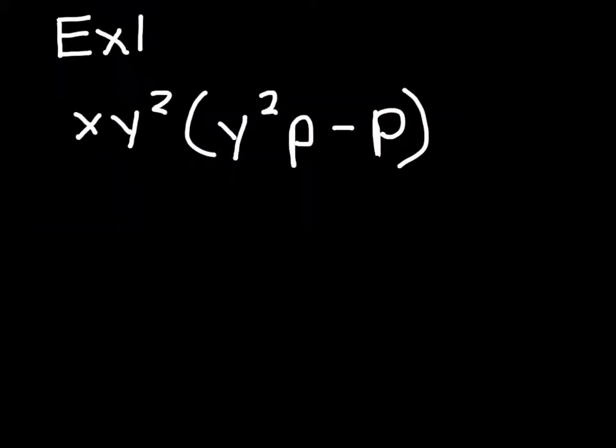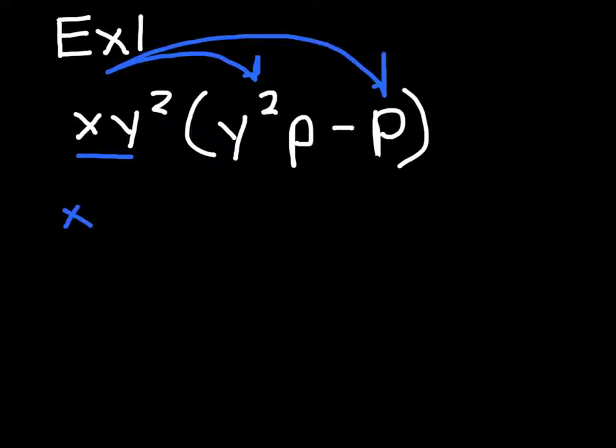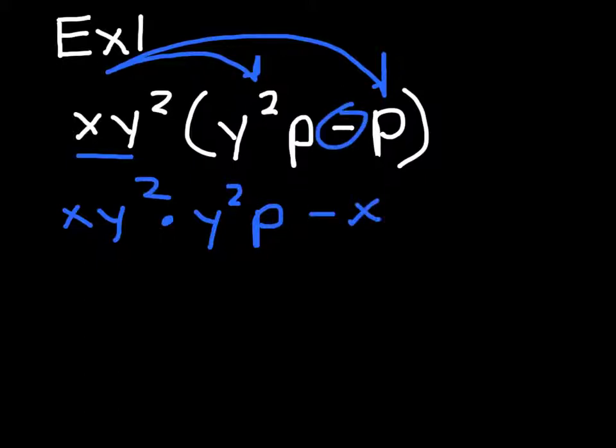All right, let's take a look at example 1. Now, example 1 is where we're using the distributive property, but it's just a little bit more complicated. And that's the difference with what we've talked about before with the distributive property. So whatever is in front, I'm going to distribute. So I'm going to take that times this, and then I'm going to take it times this. So you have x, y squared times the y squared p minus, because of the minus sign, and then x, y squared times p.